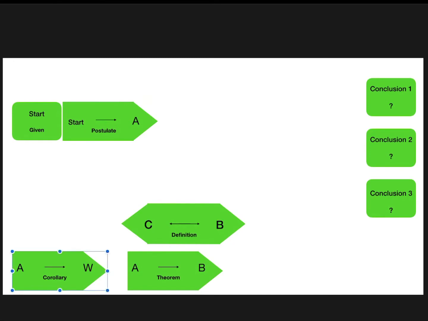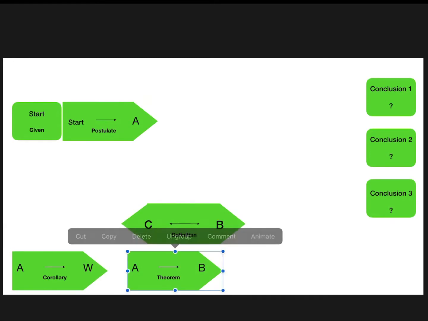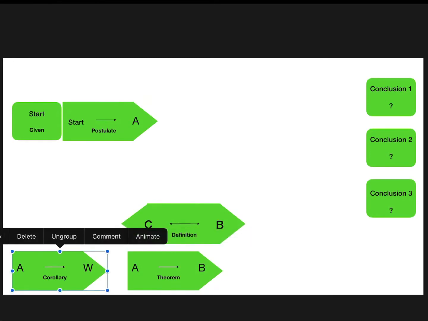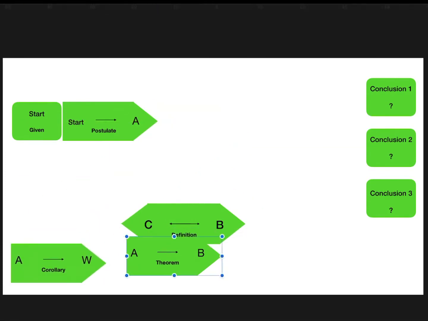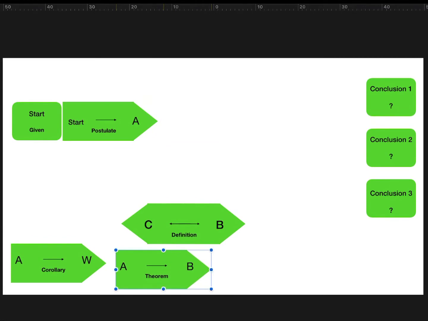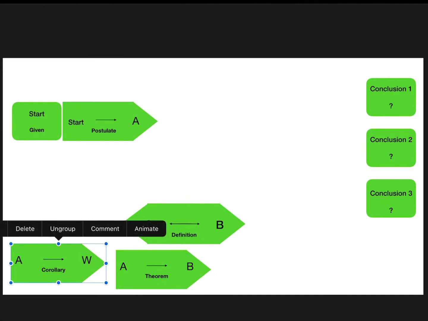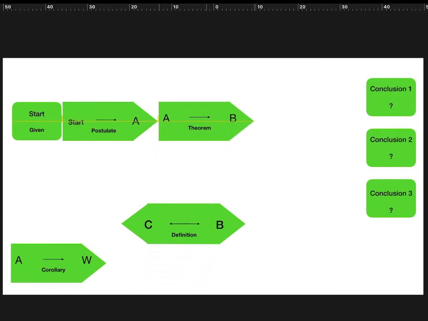Now I have two different cards that I could go next because I have A leads to W and A leads to B. Both of those would be legal moves. But which one might get us a little further? Well, I don't see any other W's down here. So I'm going to leave that one aside and I'm going to connect this one.